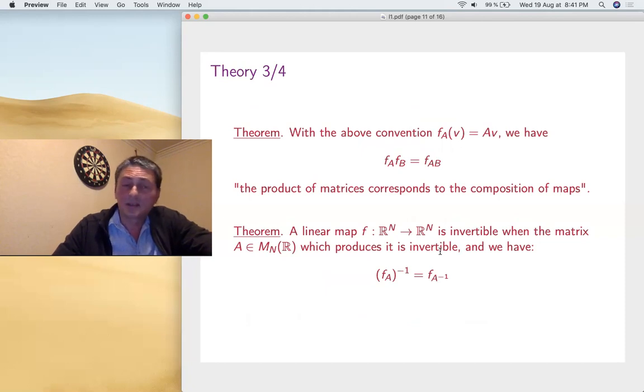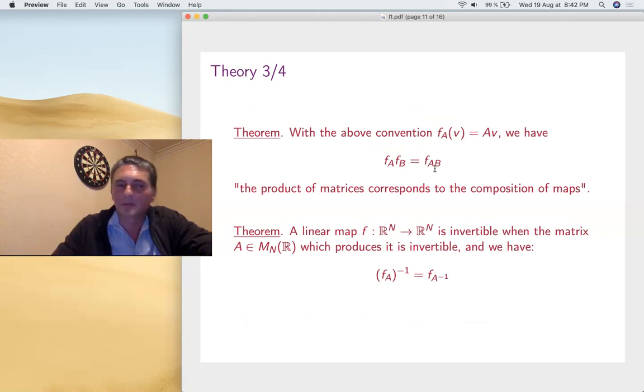Now, what else can we say as theory? Importantly, the product of matrices corresponds to the composition of linear maps. If I denote by f_A the linear map associated to matrix A, then I have this formula here. Whenever I compose two linear maps, the matrices get multiplied.